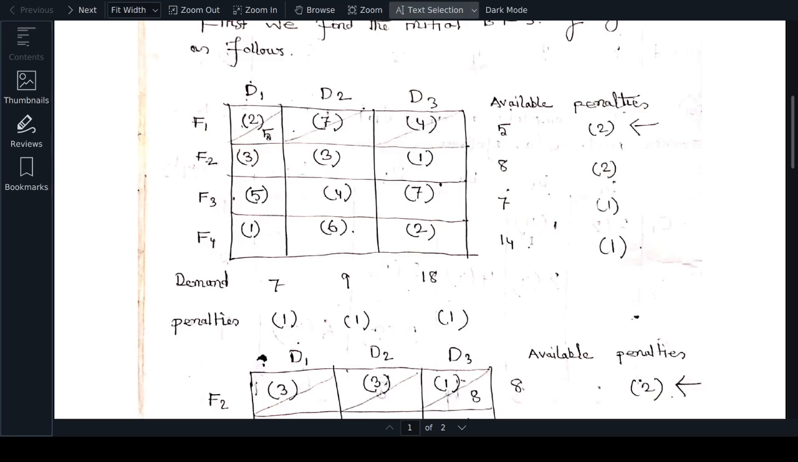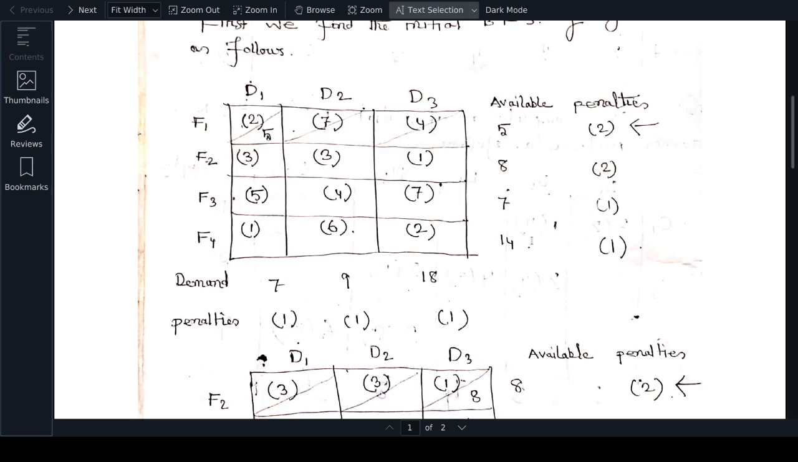So next you check what is the maximum penalty. So maximum penalty is 2, right? 2 is present in the row F2. Okay, in F2 maximum penalty. So next you enter this row and search what is the lowest cost. So lowest cost is what? 1 is the lowest cost. So in 1 you give the allocation.